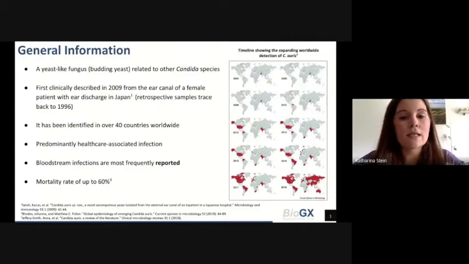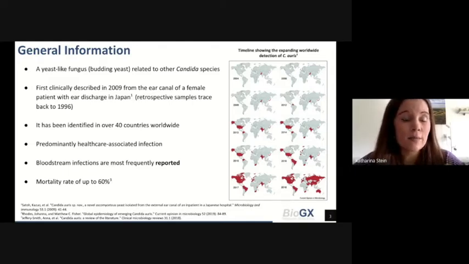So Candida auris is a yeast-like fungus that is closely related to Candida albicans and to other Candida species. It was first clinically described in Japan in 2009 from a woman that had an ear infection, but it was really discovered by chance during a study that was looking at yeast diversity in humans. And then a retrospective analysis was carried out where it was found that the oldest known strain of Candida auris actually dates back to 1996 and was found in South Korea.